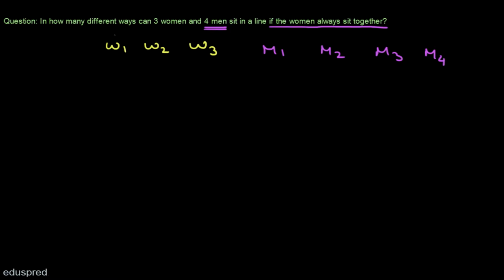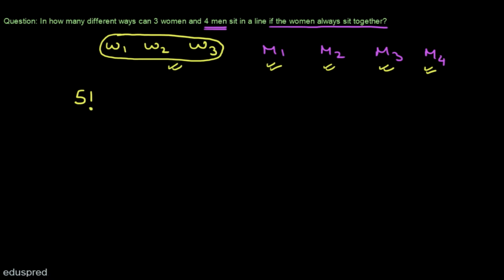As you know, our first step in this case would be to combine these 3 women and treat them as one element. So if I treat these 3 women as one element, that means now I have 5 different elements. This is my first element, second element, third element, fourth element and fifth element. And these are 5 different elements. So that means I can arrange these 5 elements in 5 factorial ways. But once again, this is not the final answer and we have to do one additional step here.